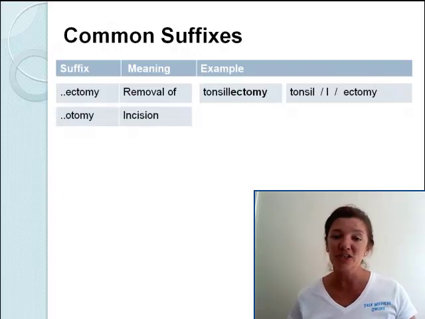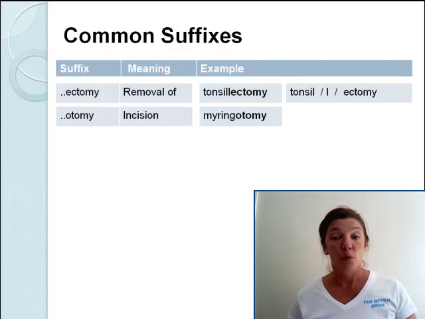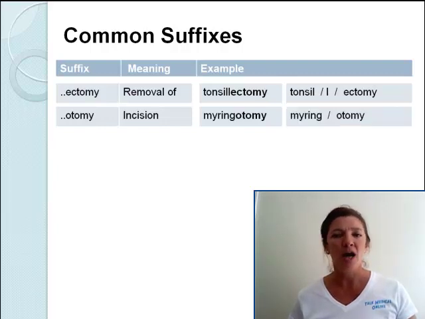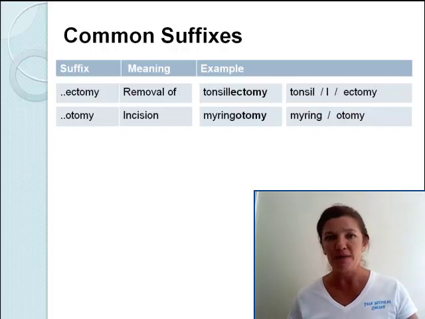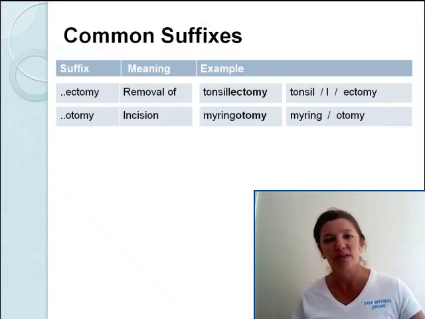Otomy means incision. Our word example here is myringotomy. Let's break it down. Myring, o, tomy. Otomy means incision, and it's incision into the eardrum. Myring, or myringo, means eardrum. I think of my Ringo Starr, he plays the eardrums. Might help you remember.